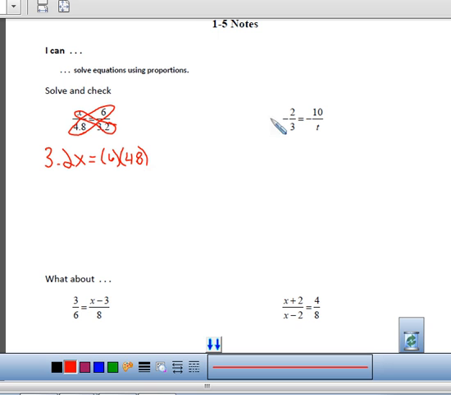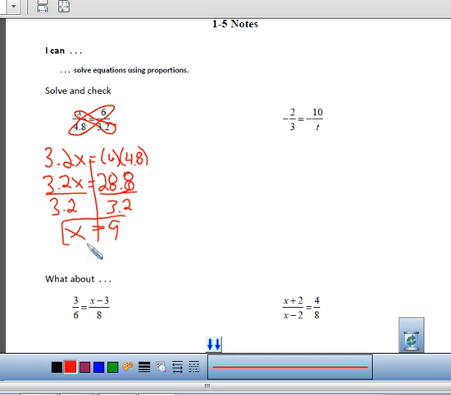So if you type that into your calculator, or if you multiply it out the long way, you get 28.8. So 3.2x equals 28.8. So now we are going to divide both sides by 3.2. And when you do, you get x equals 9. Nice answer. Okay, so now let's do the check.